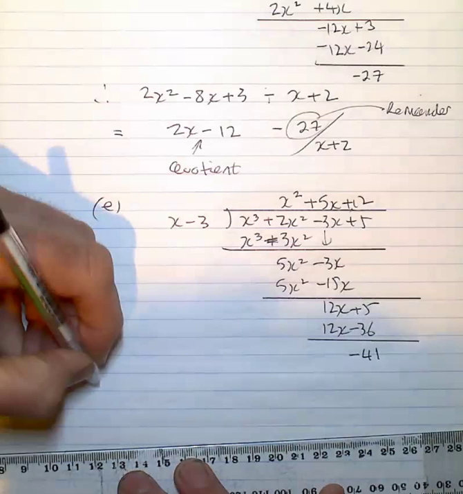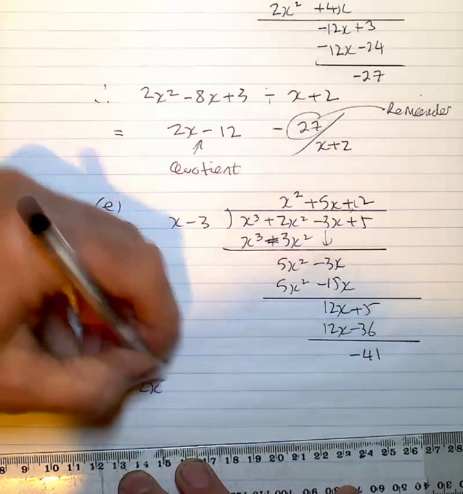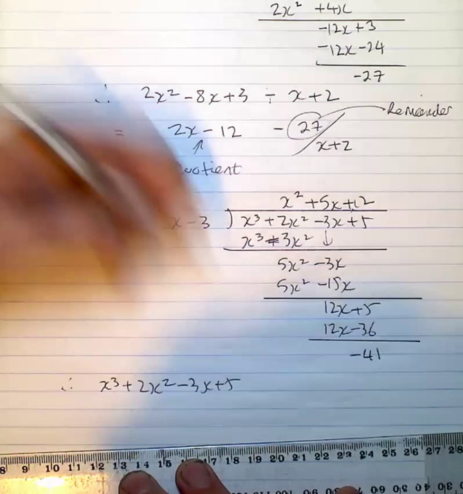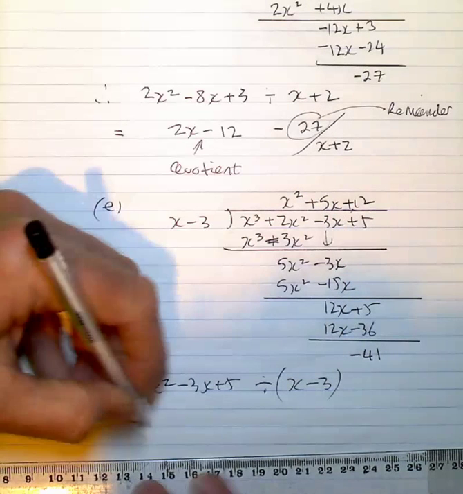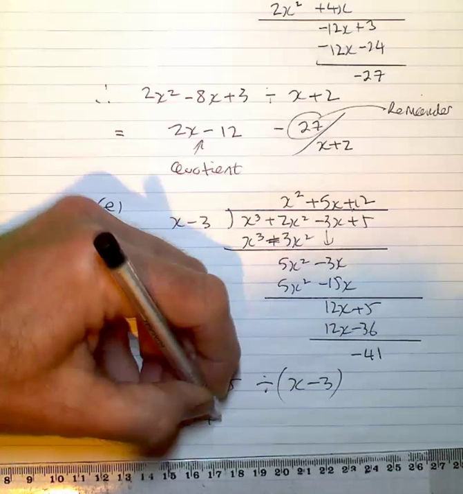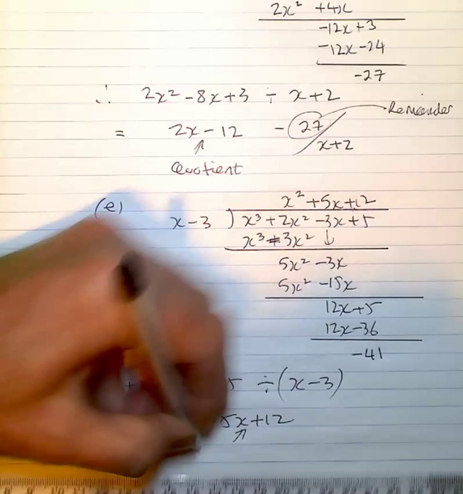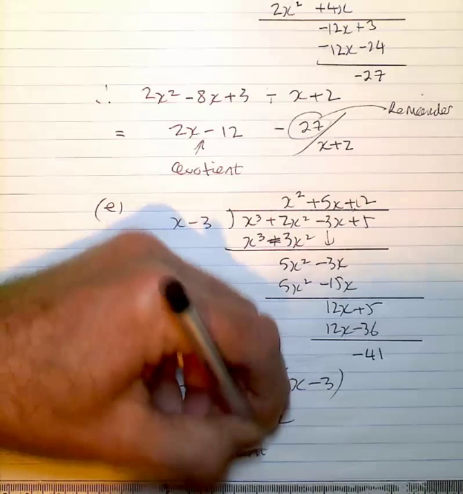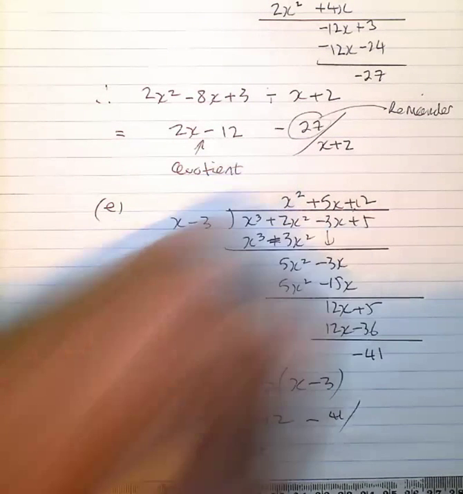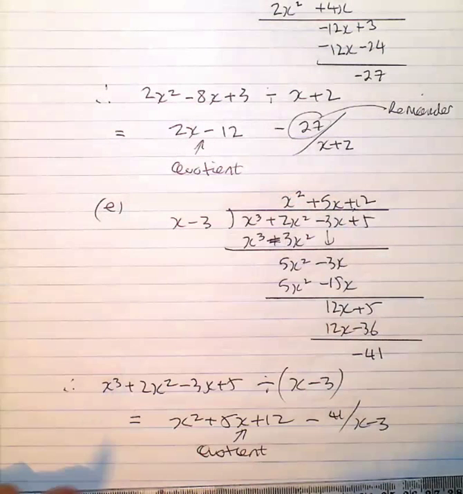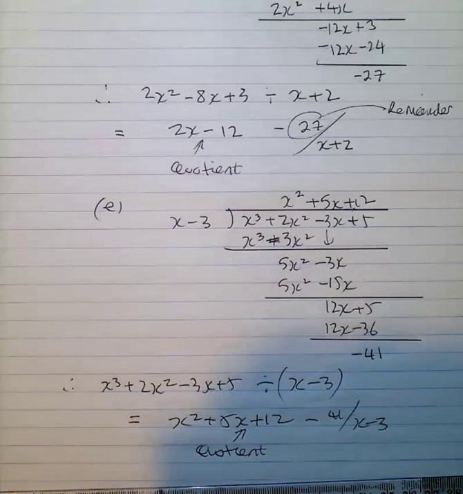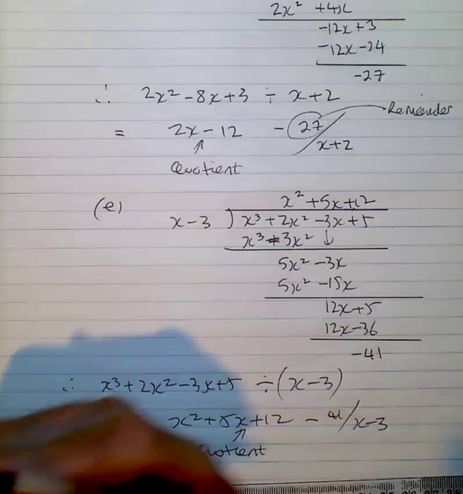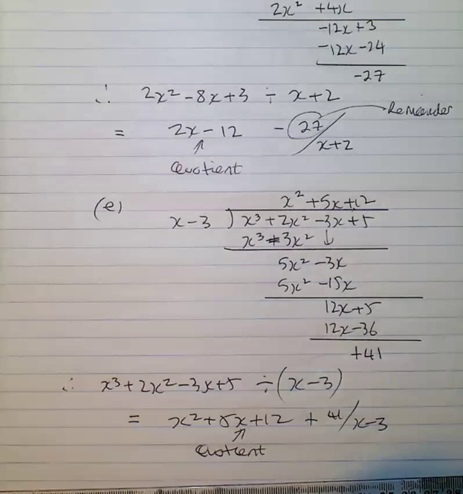So therefore, x cubed plus 2x squared minus 3x plus 5 divided by x take 3 is going to equal x squared plus 5x plus 12, my quotient, take 41 over x take 3, and negative 41 in this instance will be the remainder. Sorry, positive 41 will be my remainder in this instance.